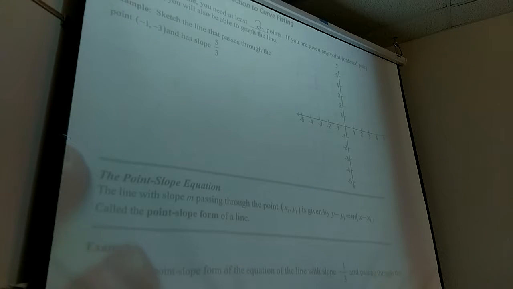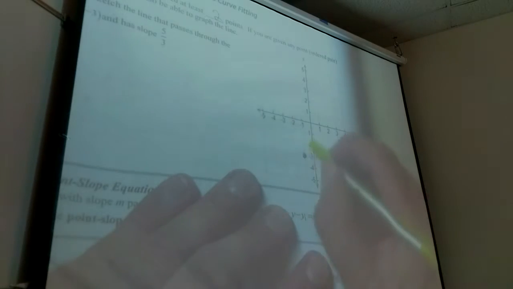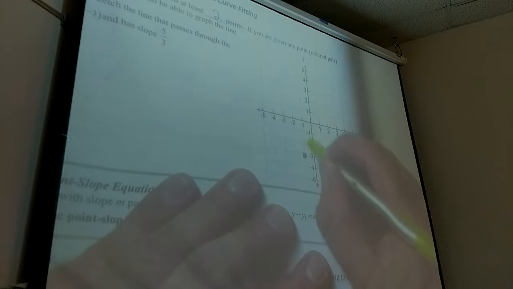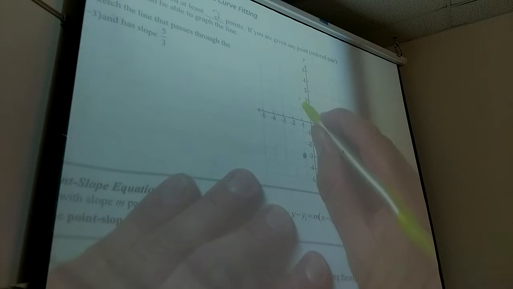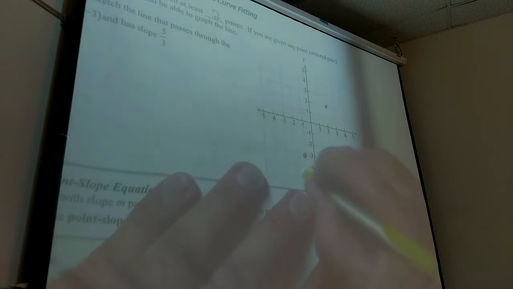This is page 37 in case anybody's looking for it out there. All right, so -1, -3. I'm going to start there. Slope 5/3, so I go 1, 2, 3, 4, 5 up and over 1, 2, 3. There's another point, so we can graph it, but this has got to have an equation.